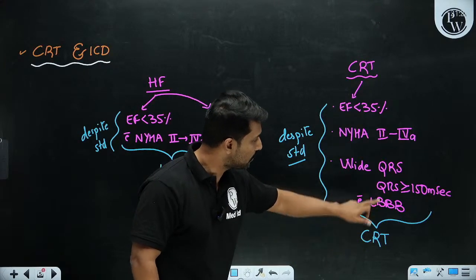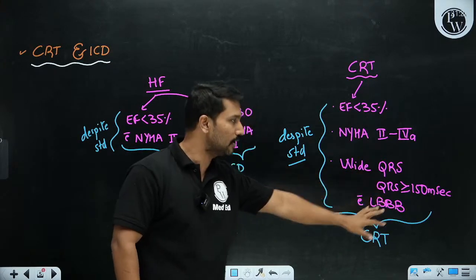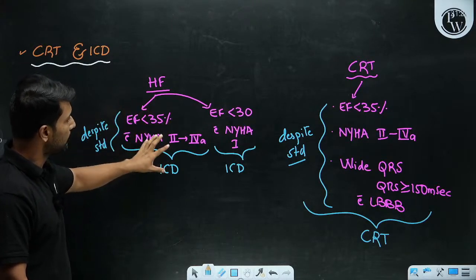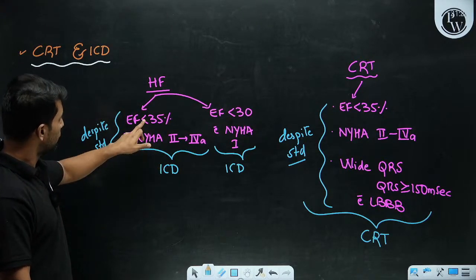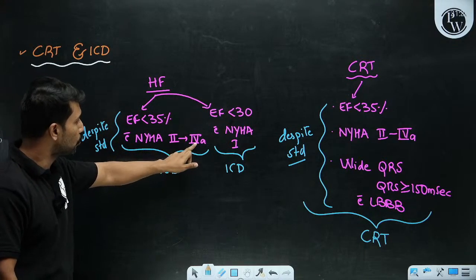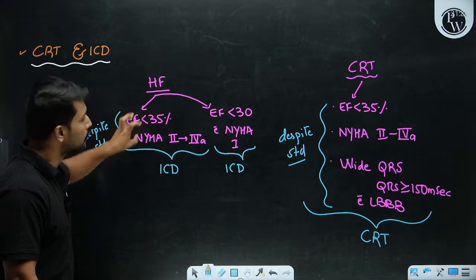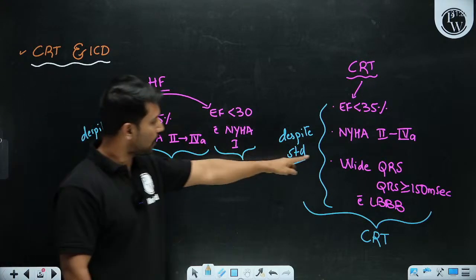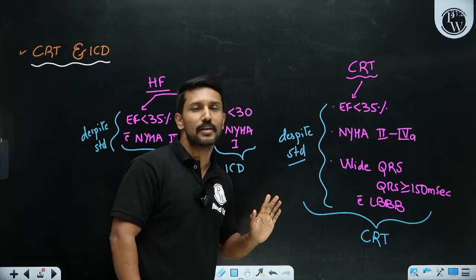Resynchronization therapy कब beneficial है? जहाँ पे QRS duration wide है. And ICD कब beneficial है? Whenever there is low EF and high symptom status. So EF less than 35% and NYHA symptom status 2 to grade 4A always calls for considering ICD. In addition to that, अगर QRS wide है तो I will also require the CRT.